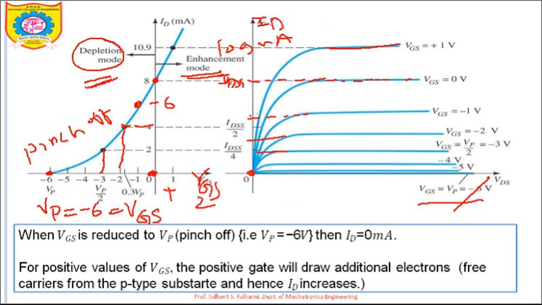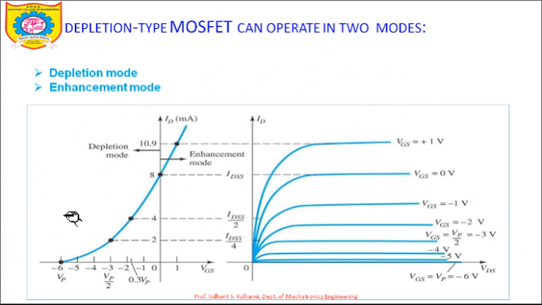This concept will be more clear in the next diagram. Try to understand this also. The same diagram, depletion mode and enhancement mode. You can see that we have already studied the depletion type of a MOSFET when VGS is negative. So only understand, if VGS is negative, we can say that the depletion type of a MOSFET is operated in the depletion mode.